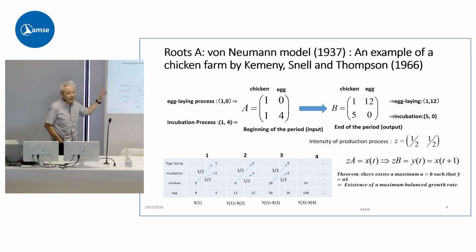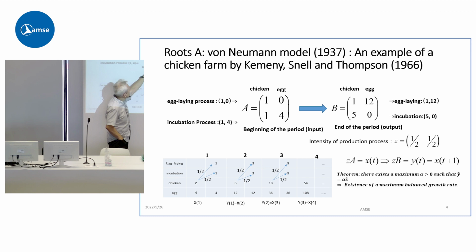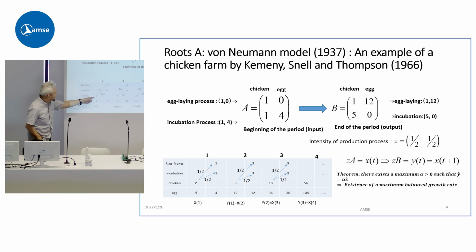So let's say a chicken farm. We have two processes: one is the egg-laying process, the other is the incubation process. At the beginning of the period, we have two chickens, and one chicken takes care of four eggs for hatching. So the two chickens split into two processes: one chicken is the egg-laying process, the other chicken is the incubation process.